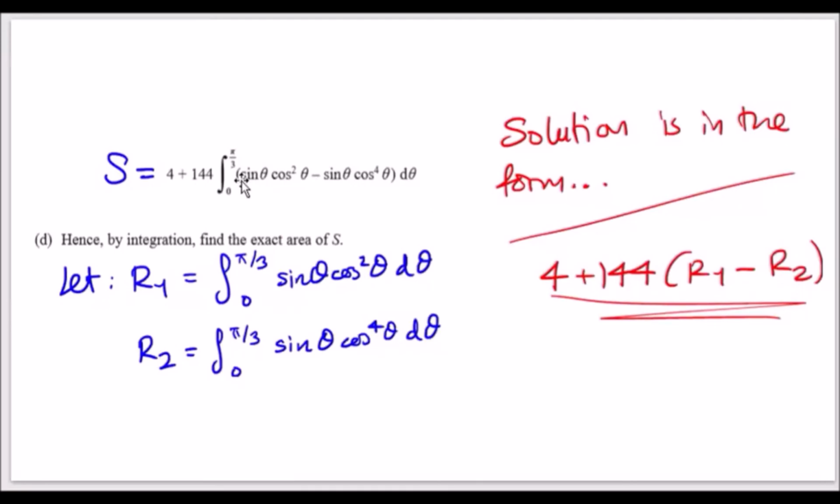I would call the first term R1, second term R2. So we're going to integrate. So let R1 be the integral from 0 to pi over 3 of the first term, d theta, and R2 be the second term. So we're going to do it step by step here. And when you do it, you can see that, since we replace the integrals, this will be the final form of the answer, R1 minus R2. It's not the only way, it's just something I prefer.